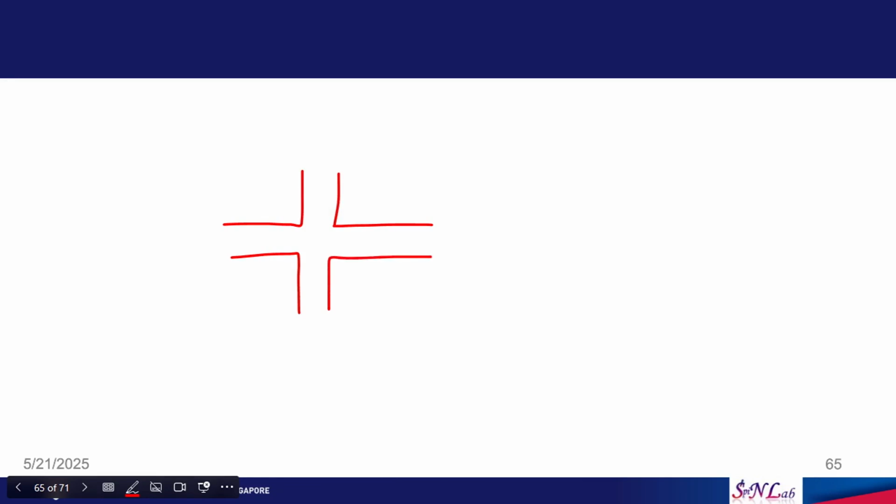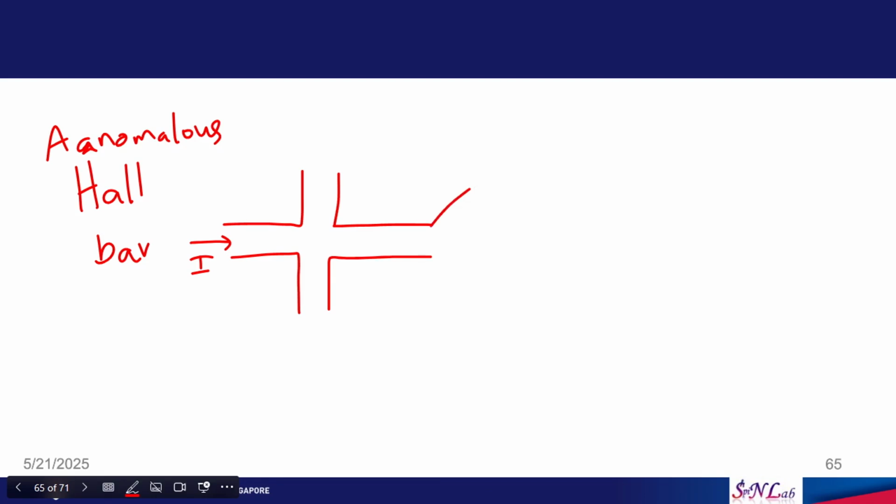So, a Hall bar looks like this. Okay. So, when we do anomalous Hall effect, the anomalous Hall bar will look like this. So, we send the current through this side. Okay. So, we have current going through this one, and we measure the voltage across this. Okay. Across these two sides we are measuring the voltage.